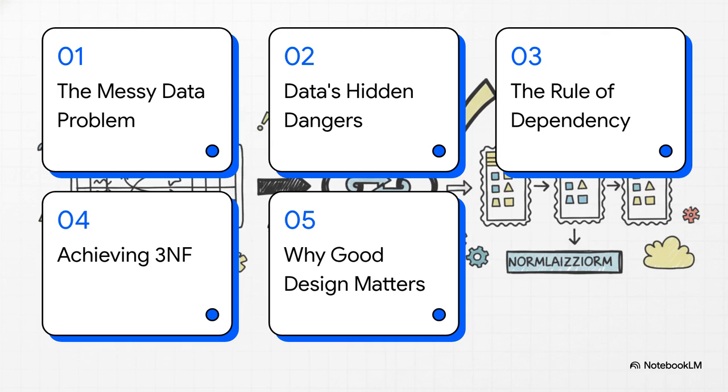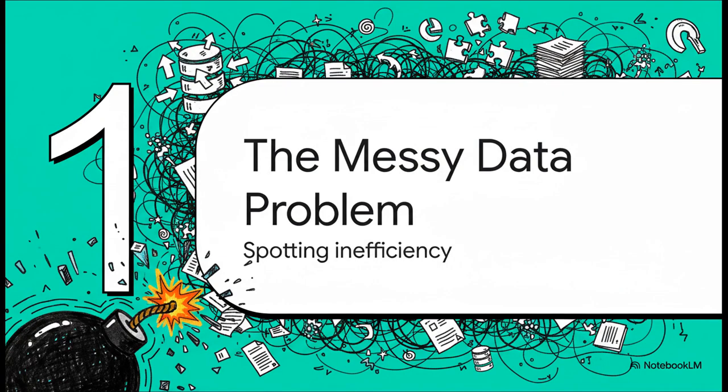First, we'll look at a super common data problem you've probably seen a million times. Then, we'll uncover the hidden dangers lurking inside it. After that, we'll get to the why, the simple rule causing all the chaos. And finally, we'll walk through the elegant solution that puts everything right. So, let's kick things off with a situation that looks pretty harmless at first glance. But trust me, for anyone who needs their data to be accurate, this is a ticking time bomb.